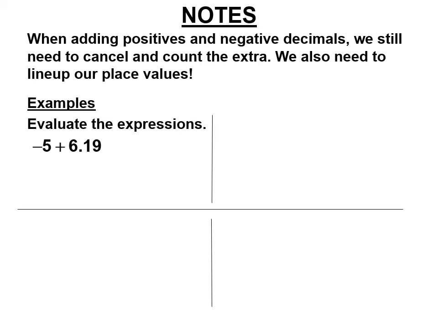So now we're going to do it with decimals. So it's the same concept, right? Negative 5 plus positive 5 would be 0. So we have negative 5 plus positive 6 in 1900ths. So again, we can do a little side work here and realize that this must be positive 1 in 1900ths, or 1.19.